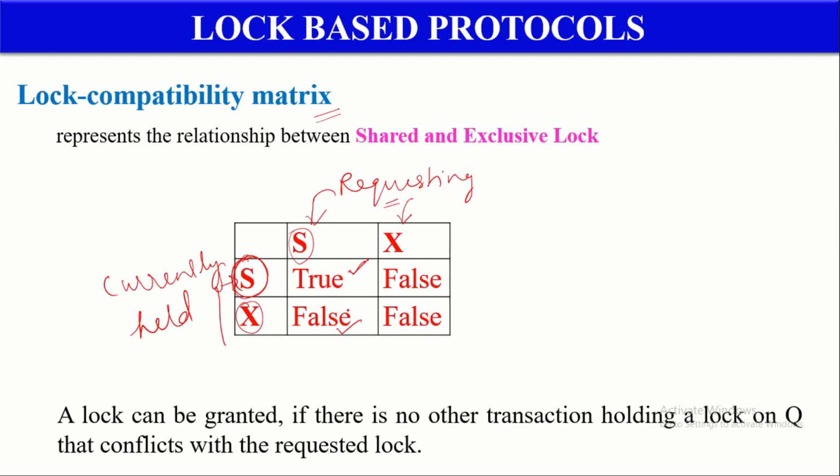And one more case. Whenever a transaction is holding a lock in exclusive mode on a particular data item, and at the same time another transaction is requesting a lock in exclusive mode, that is considered as conflict and incompatible, and that type of request will not be granted.